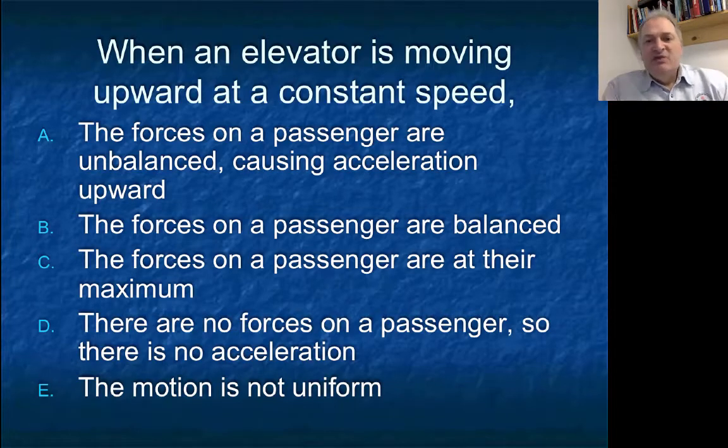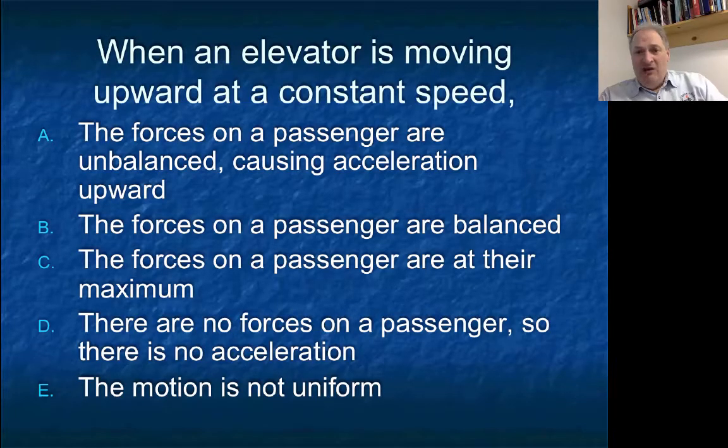Okay, question says, when an elevator is moving upward at a constant speed, which of these are true? Okay, the key thing in this question is constant speed. Of course, elevators don't change directions, at least not the normal ones, unless you're watching Willy Wonka, where they go all kinds of funny directions. Elevators normally go in a constant direction. And if it's moving upward at constant speed, what does that tell you about what kind of motion we're experiencing? Well, if it's going at constant speed and constant direction, the motion is uniform.